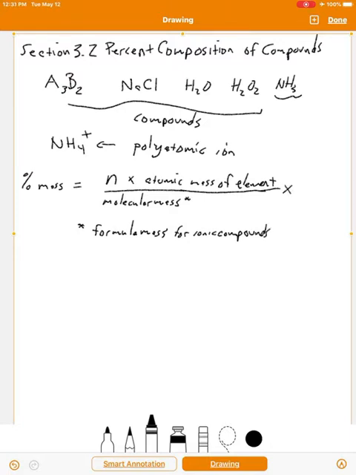Now, to make it a percentage, what do you do to turn a ratio into a percentage? It means per 100, right? You multiply by 100%. Okay? Very simple. So let me just show you. Simple calculation. Let's try, for example, hydrogen peroxide.